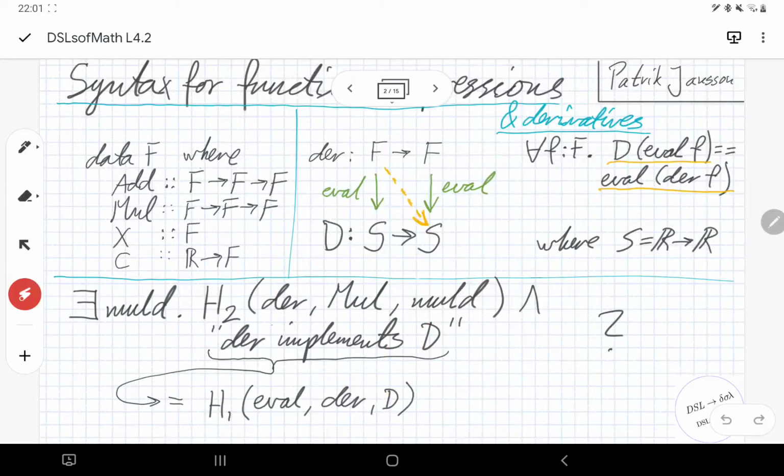This is not a magic trick that I'm doing here. It's just that I see the pattern: I push the eval function inside, and then it becomes d. And that's exactly what the definition of H1 is doing. H1 says for all f, d of eval of f should be eval of der of f. So I have a short, concise and formal definition of what "der implements d" means, which I will use later.